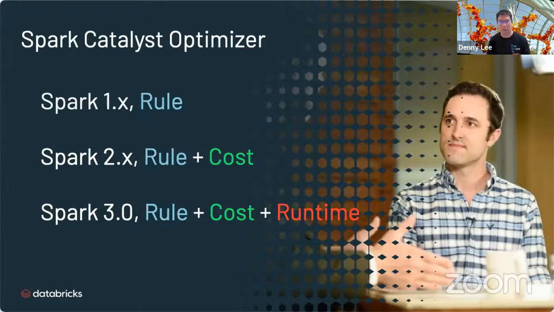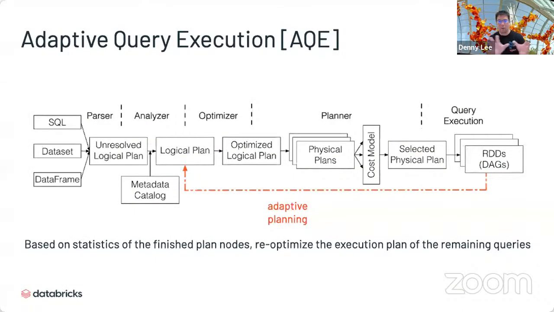which is the Spark Catalyst Optimizer. Now, in the Spark 1.x line, it was very much a rules-based optimization. For the 2.x line, we had both rule and cost-based optimization. And then in Spark 3.0, we actually have rule plus cost plus runtime, so pretty powerful stuff, to put it lightly. And if you look at this diagram here, forget about the red part that says adaptive planning. This diagram is, in essence, the Spark Catalyst Optimizer.